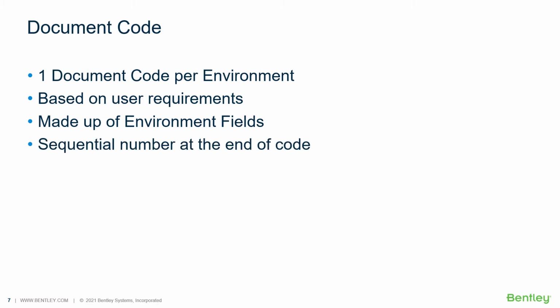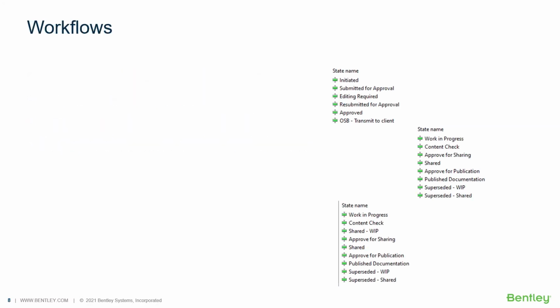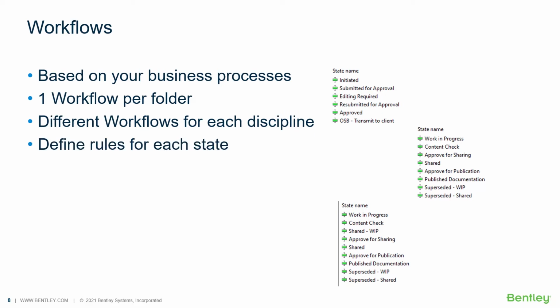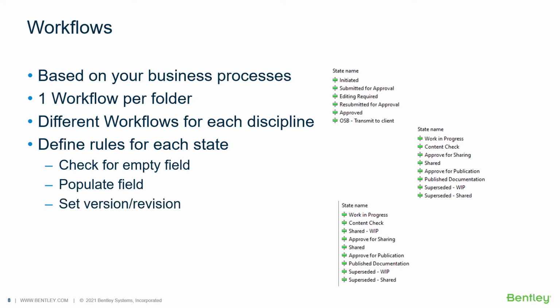The next thing that we're going to look at as part of your business process is to implement a workflow. It can be customized according to your specific business processes. We can have multiple workflows, but we can only set up one workflow per folder. Different workflows for each discipline, for instance. What we also do is we design and define rules for each workflow state. So we can check for empty fields. We can also populate fields. Depending on your workflow process, we can also set the version and revision for you automatically through the same set of rules. We also set access control on each workflow state.